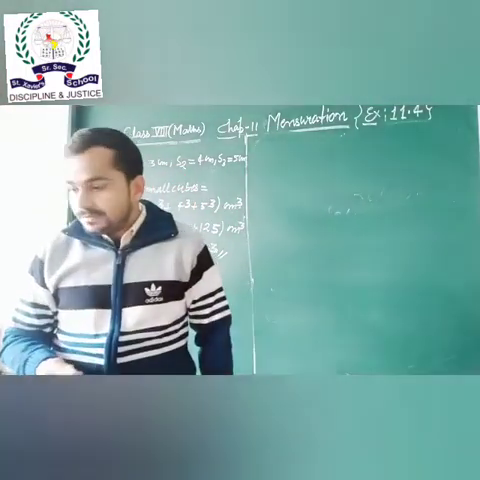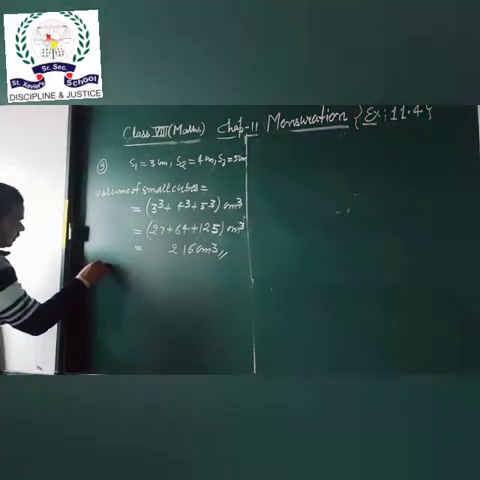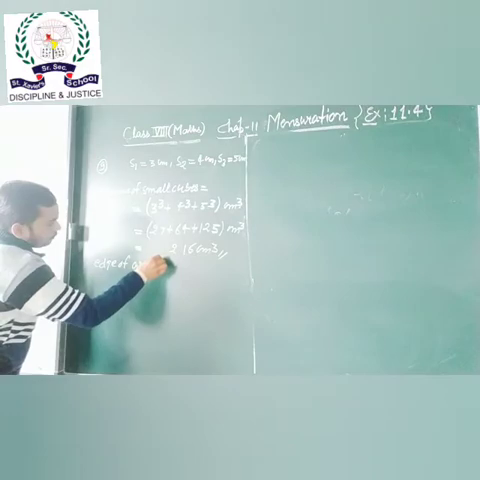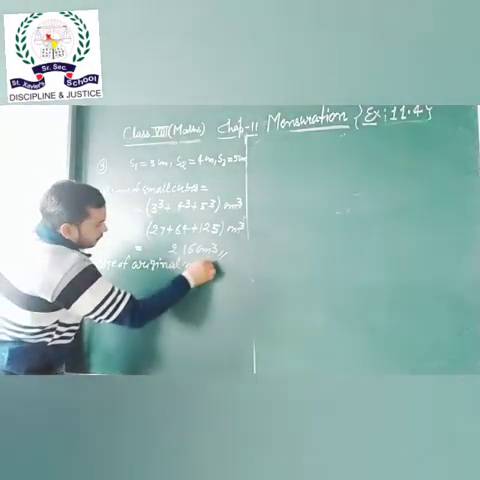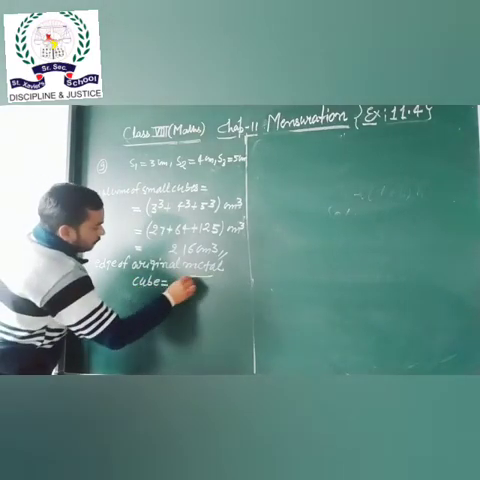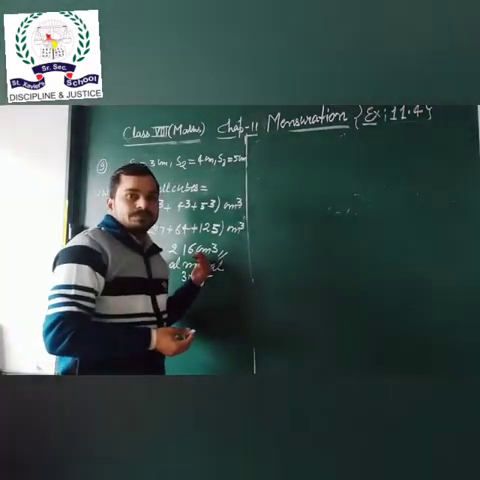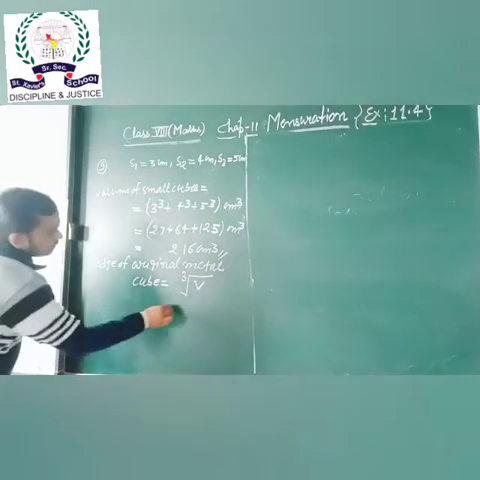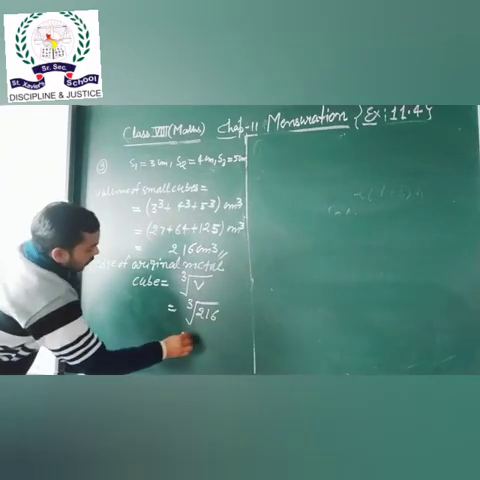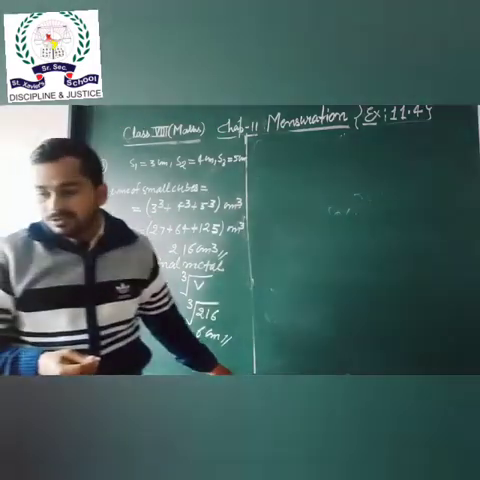Then to find the edge of the original metal cube, the edge of the original metal cube equals the cube root of the value, and we already found the value of the small cubes, 216 centimeter cube. So cube root of 216 is 6. So the edge of the original metal cube equals 6 centimeter.